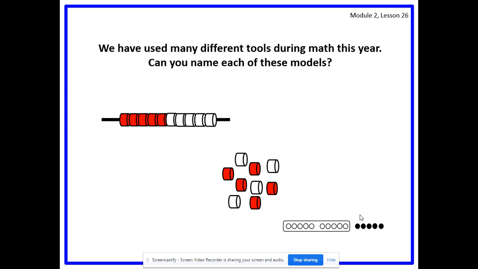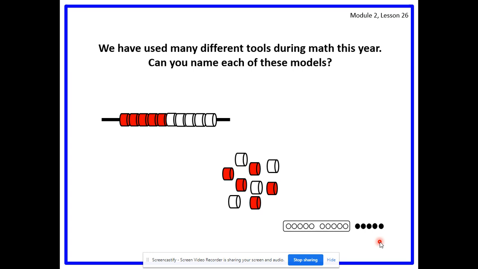Look at my screen. We have used many different tools during math this year, right? Even if it has been virtually. But can you name some of these models? Let me help you out. Here we have, let me get my pointer, the Rekenrek bracelet, which we've used. And here we have the beads on their own. And then we also have our drawing. Remember this? When we broke apart 10, we boxed 10. And here we have our drawing in 5 groups, right?